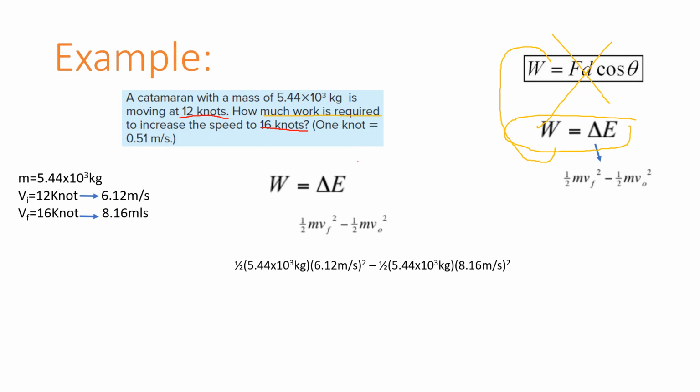And then putting a half, and then the mass, which is 5.44 times 10 to the power of 3, times 6.12 squared, because here you have final velocity squared, minus a half and the mass, and then times 8.16, which is the initial velocity squared.